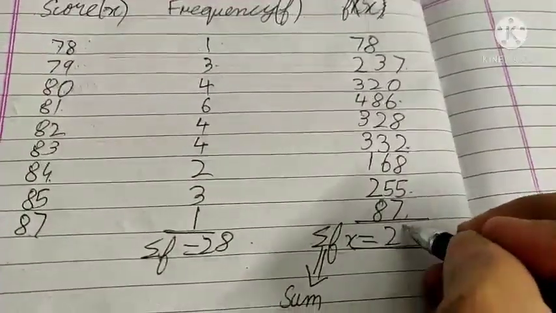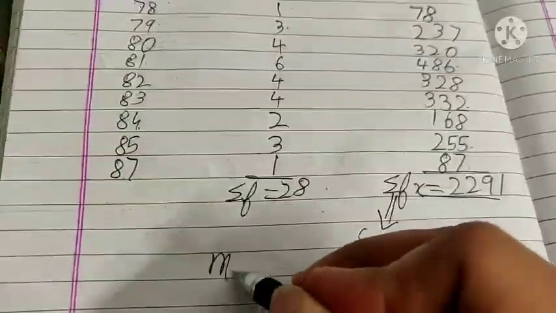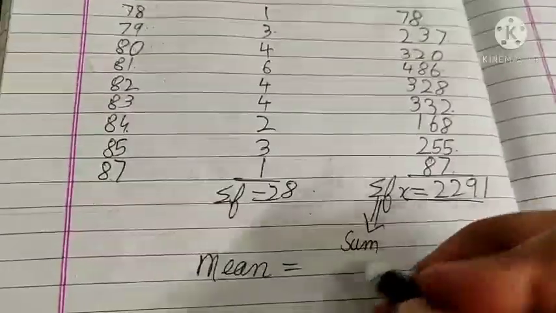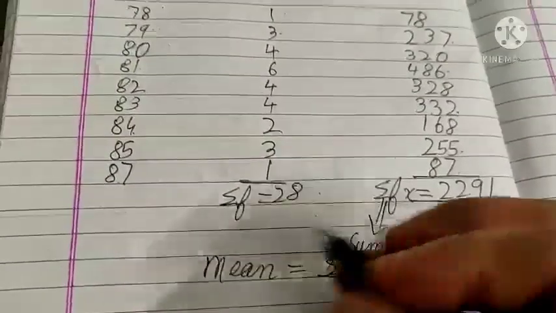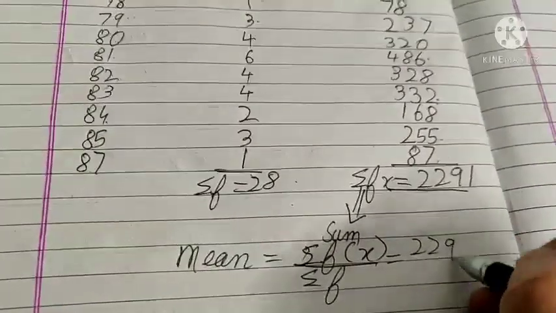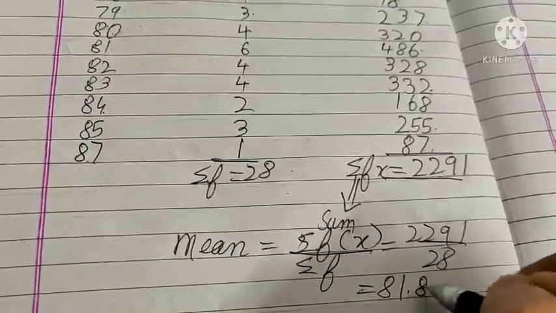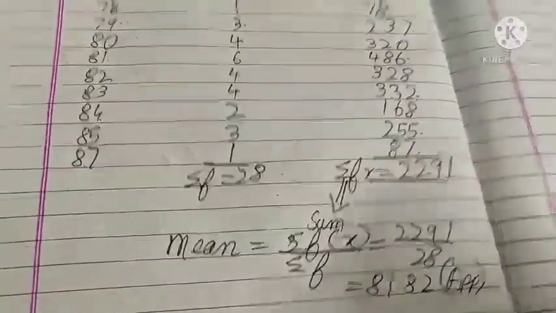It is 2291. Now, mean is equal to the sum of quantities, that is sigma fx, upon the total number of quantities, that is sigma f, that is 2291 upon 28. It gives us 81.82 approximately. Okay.